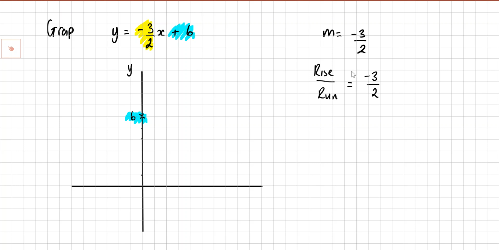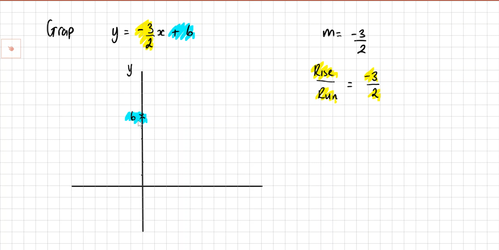Now how do I use my rise being negative 3 and run being 2 from that point? It does mean divide, but I don't want to divide. The reason why I don't want to is because it's already in rise and run form. If I turned it into a decimal, it wouldn't be anymore. So actually just treat it like the rise is negative 3 and the run is 2. So the first thing we can do is use the fact that the run is 2. What does that mean?